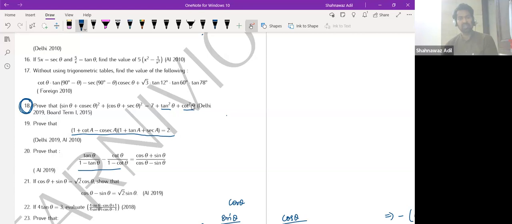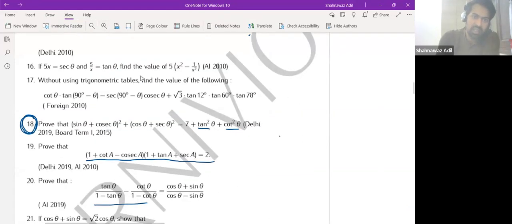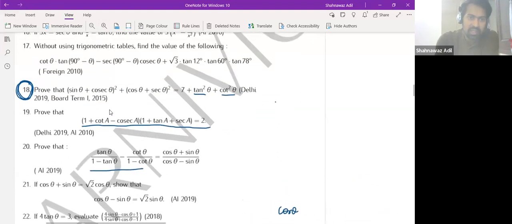So what are you guys suggesting? Should we simplify? Yes? Can you please repeat? Yeah, so I am saying that in this 18th question, you have this whole square plus whole square. In the right hand side, you have tan square theta, cot square theta. So everything is in squares, right? I have told you guys that whenever you have squares, we should use the identities, and we should not change into sine and cos.